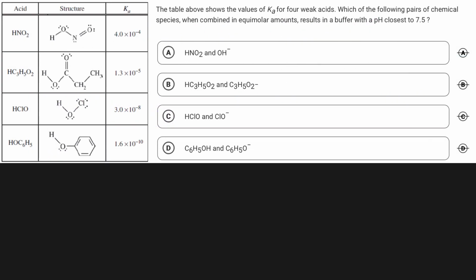All right, and last question for this slide. The table shows the values of Ka for 4 weak acids. Which of the following pairs of chemical species, when combined in equal molar amounts, results in a buffer with a pH closest to 7.5? So first I want to go over the Henderson-Hasselbalch equation quickly.